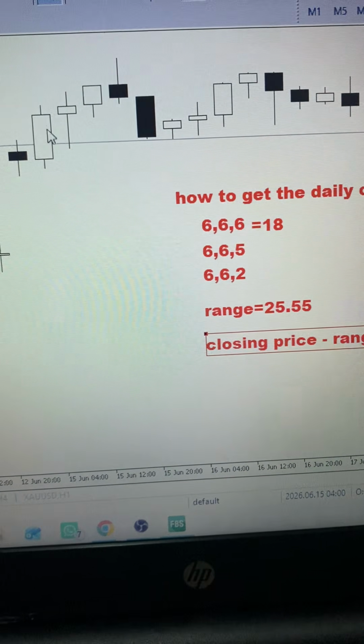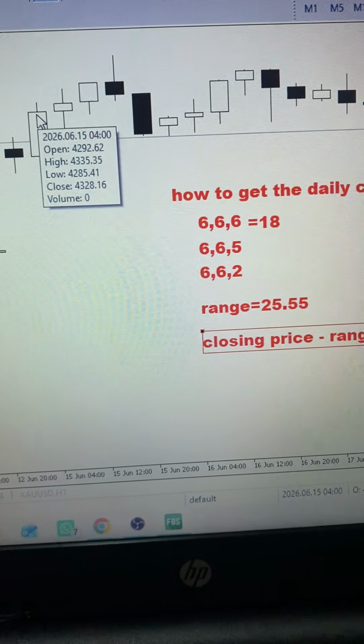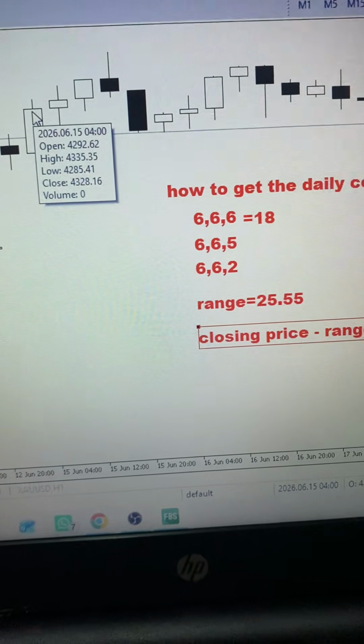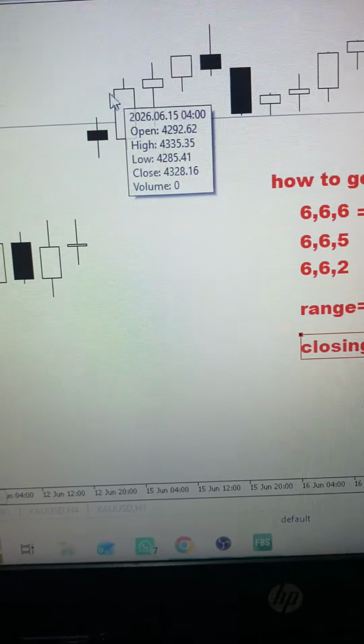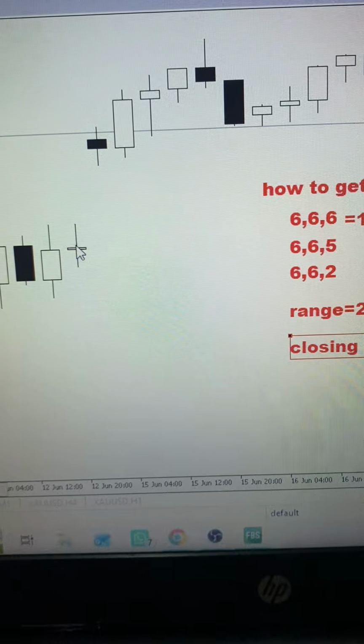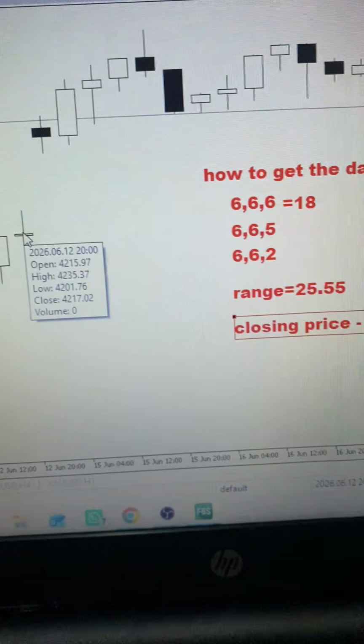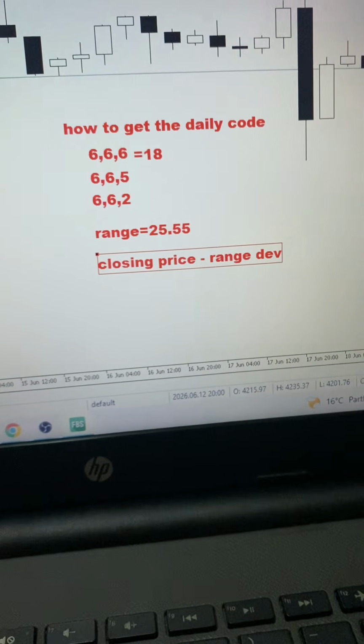If I move to the previous day like this, and I try to get the daily code, it will be 665. If I move to the previous day here, it will be 662. And that's how you get the daily code.